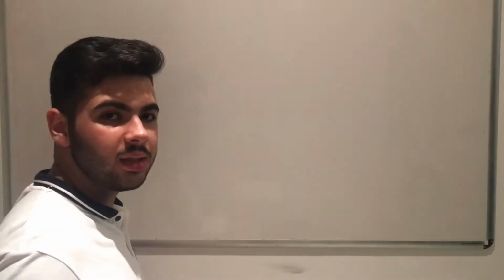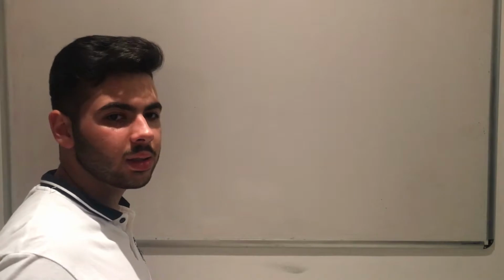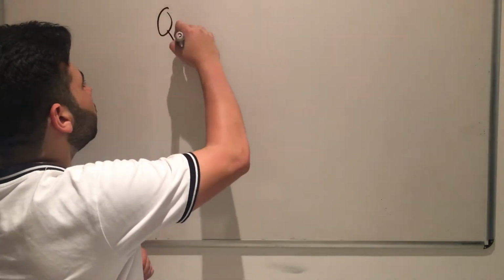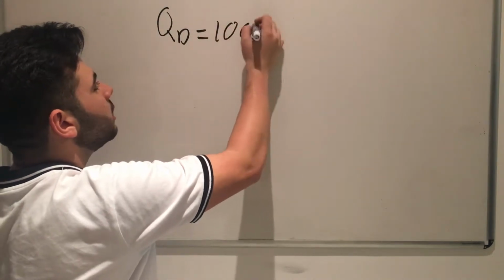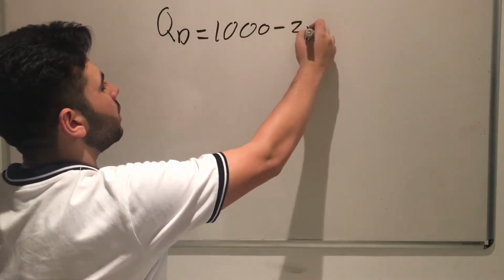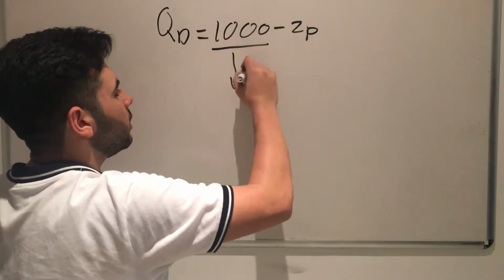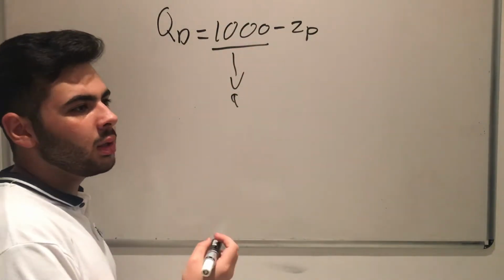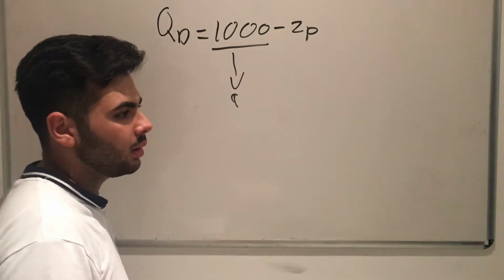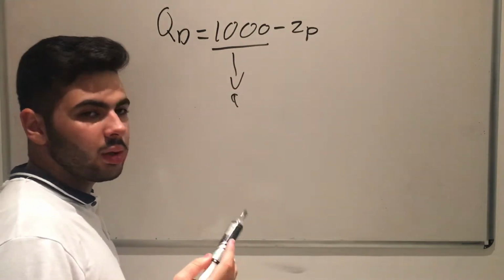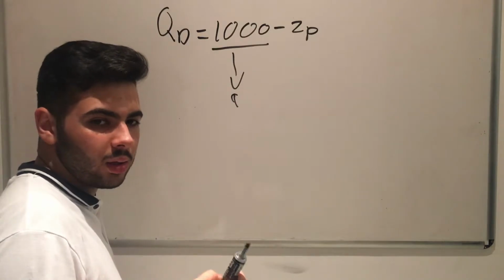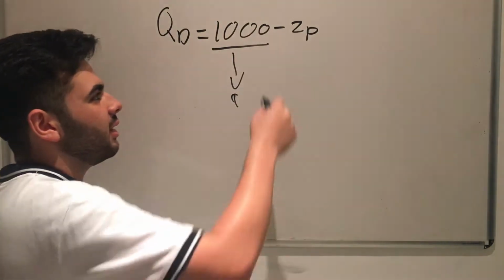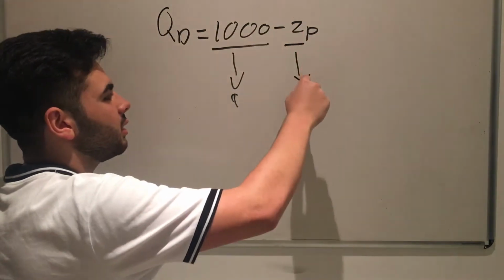Let's take the demand for Jordan sneakers as an example. This can be represented in the function QD is equal to 1000 minus 2P, where 1000 is the autonomous level, which means that at the price point 0 there will be 1000 Jordan sneakers demanded. Though this can change if the determinants of demand change for this brand, and the negative 2 is the slope of the graph.